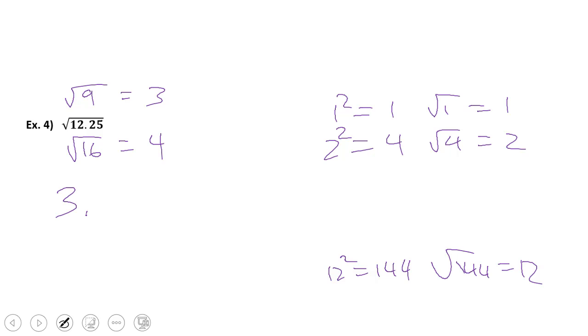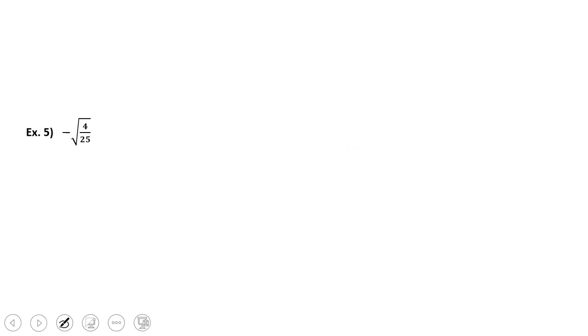Well, you're going to use your calculator and punch it in. You're going to find out that it is actually 3.5. All right? And our last example with finding the square roots, we have the negative square root of 4/25, which of course would give us negative. The square root of 4 is 2. The square root of 25 is 5. So we would have negative 2/5.